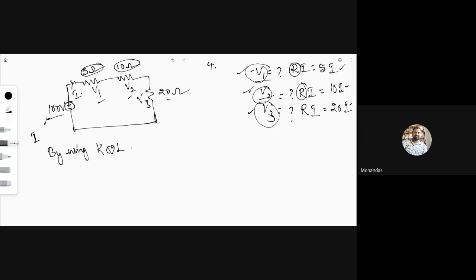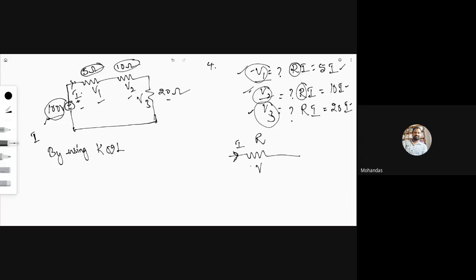Yeah, by using KVL in the circuit. For the source, they will give the voltages and polarities also: this is plus and this is minus. I already said that when the current I is flowing through a particular resistor of resistance R, and V is the voltage drop across this resistor, how do we give the polarities? There are polarities for the voltage sources, but how to give these polarities here?